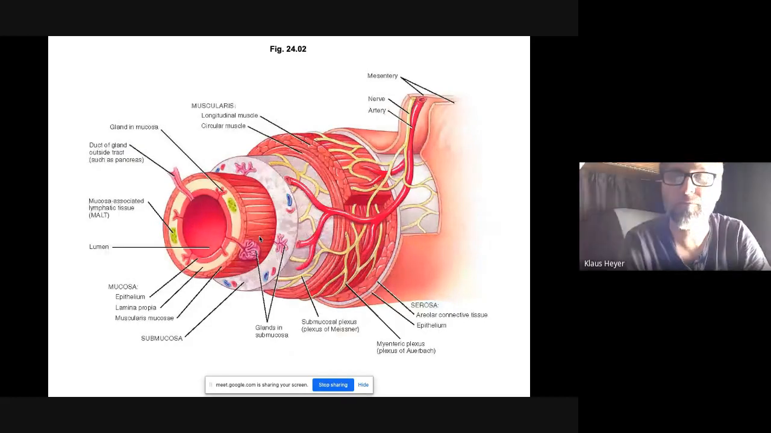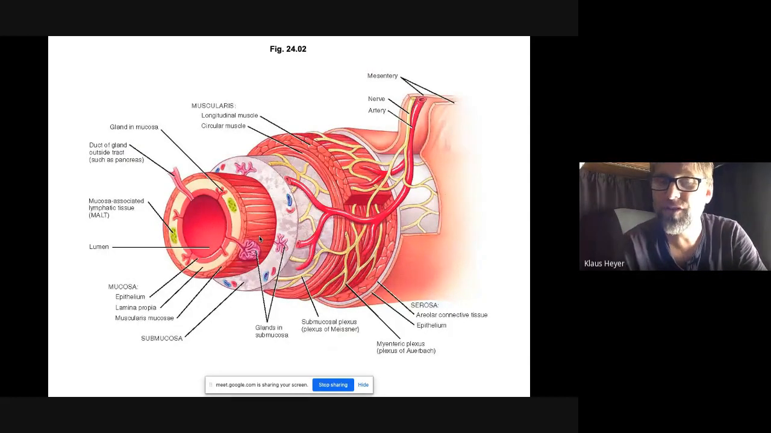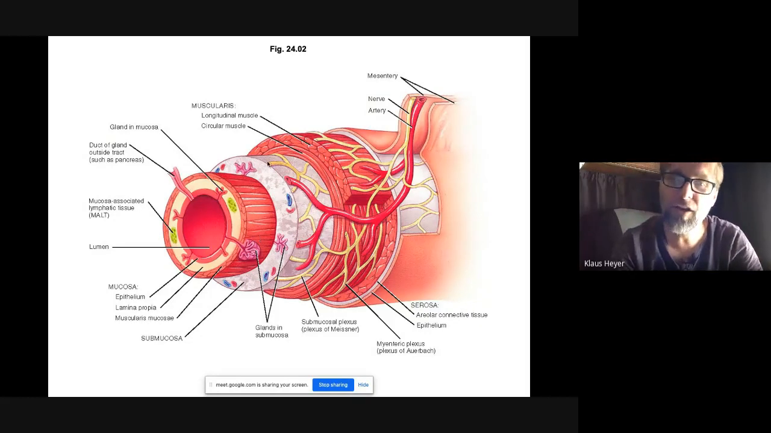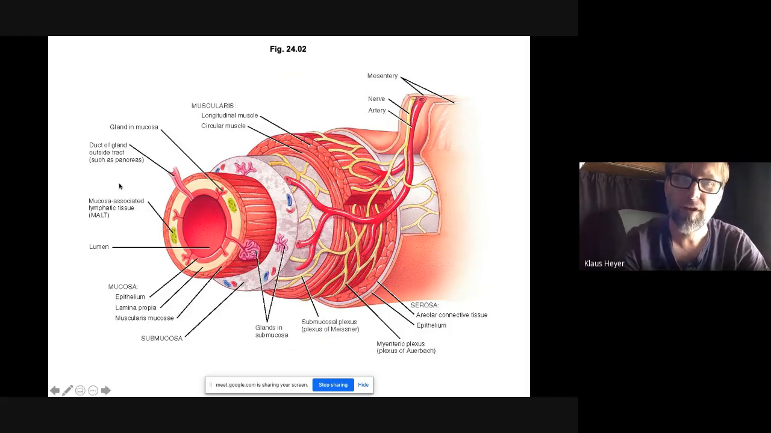It's got layers. There's different layers to the GI tract. So here we're talking about, this could be an esophagus, this could be the stomach, this could be the small intestine. It's whatever part of the GI tract. It has the same 4 layers. So the first layer is mucosa. The second layer is submucosa, which I'm looking for.